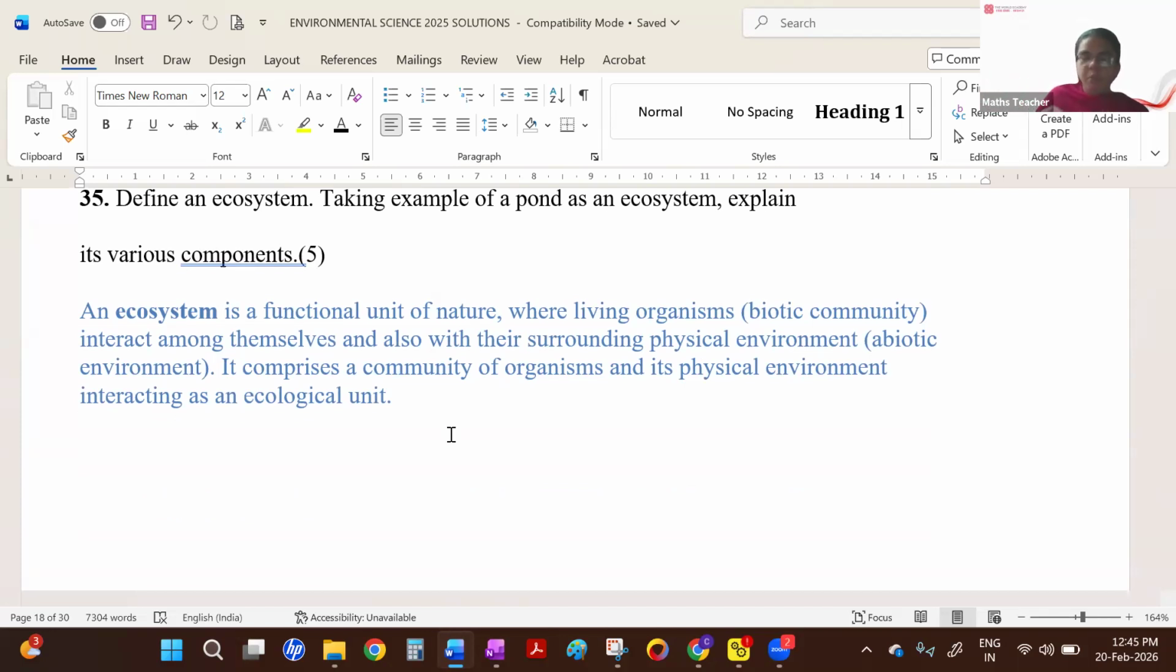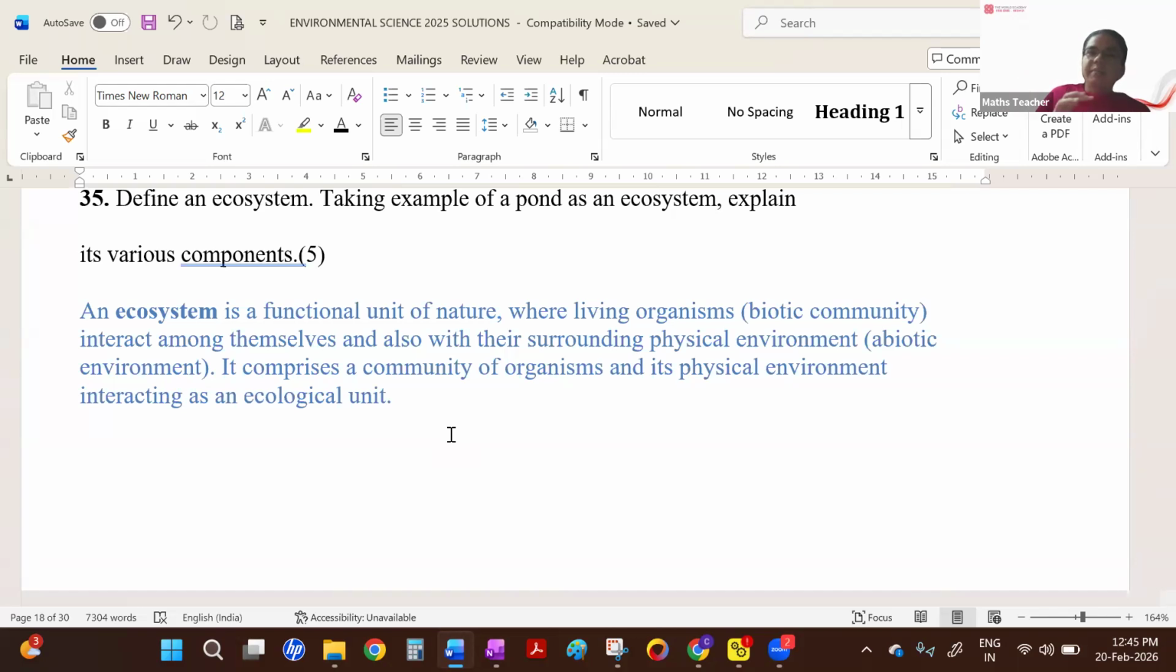Okay. Taking from small grass and shrubs and then trees and everything, and then all the living organisms. Living organisms means I'm talking about birds and animals, everything. So, this ecosystem contains all of them.